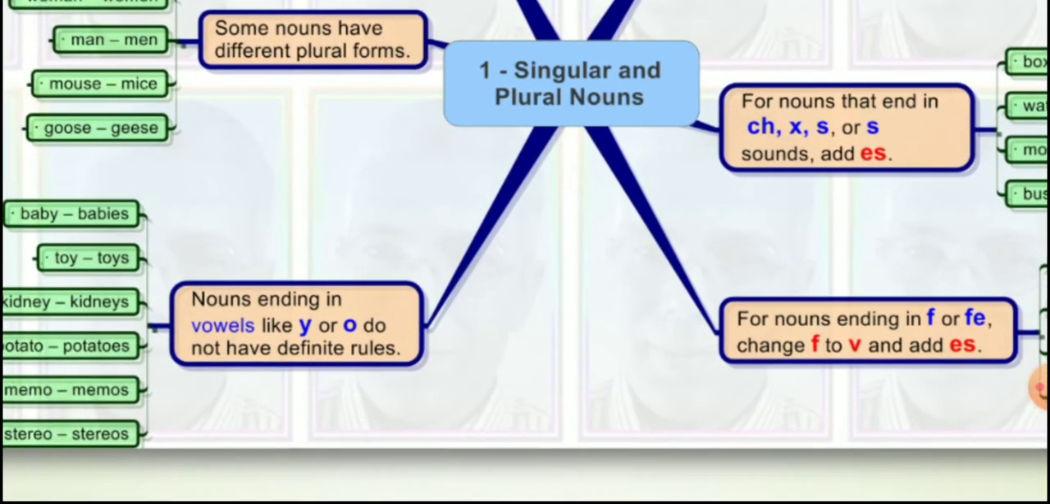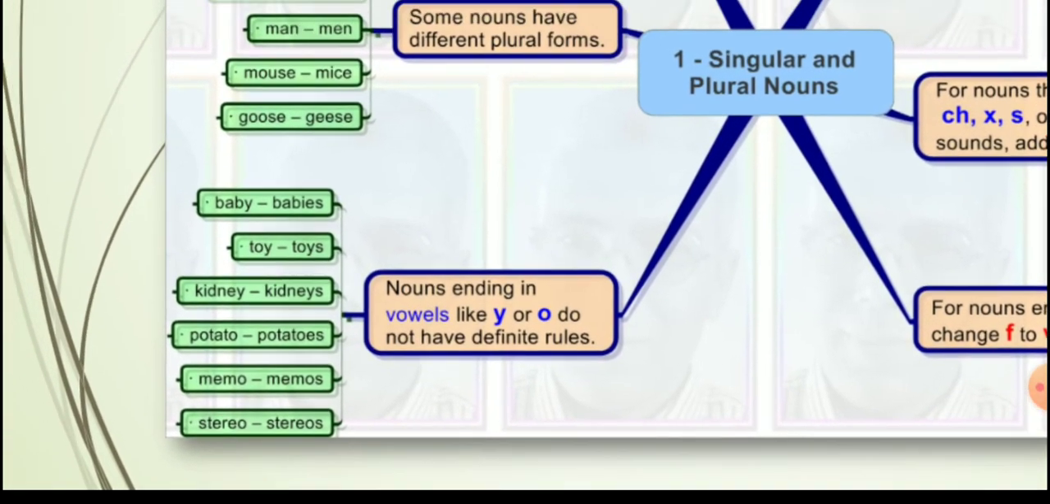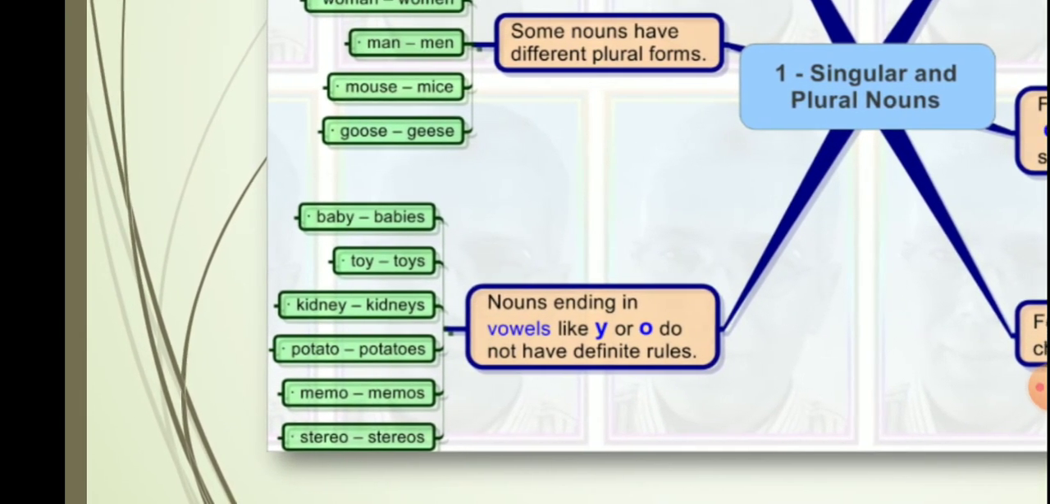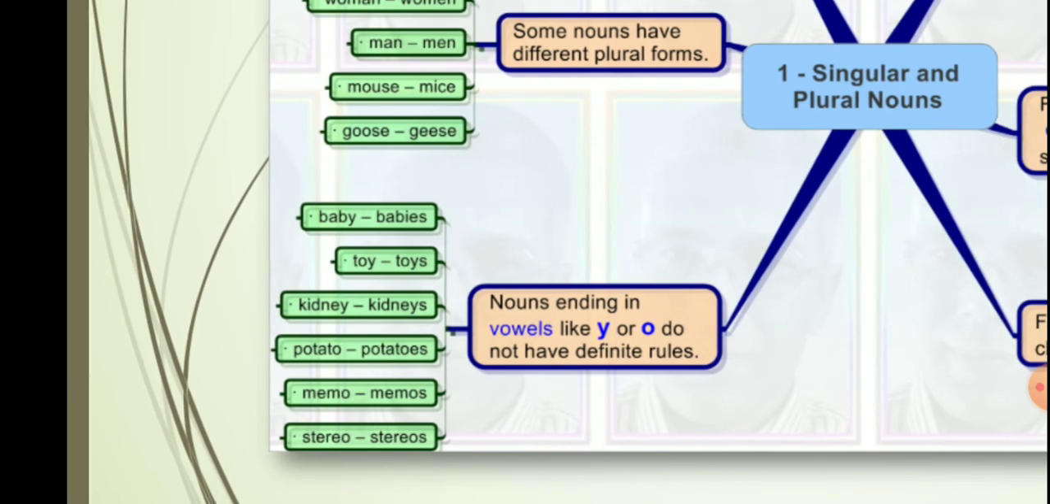Come to the fourth rule. What does the fourth rule say? That if the noun ends with the letter y, then we add ies to it, or we add s, like baby. It ends with y, and so to change it into plural form, we add ies. Toy, we add s.